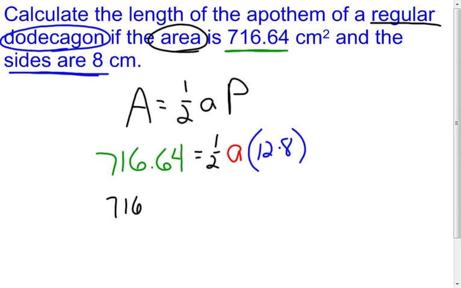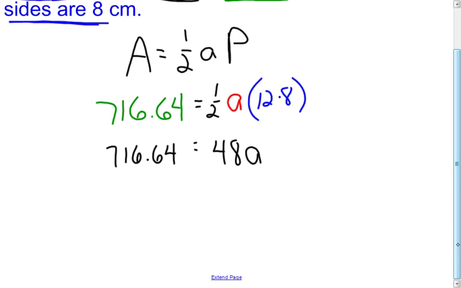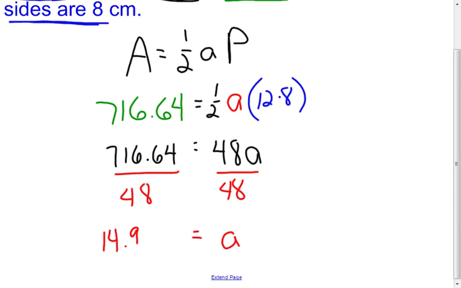This side's not going to change for the time being. Equal to, well, I'm going to do the 1/2 times 12 times 8. And 1/2 times 12, that's going to be 6, and 6 times 8 would be 48. So 48a. And then divide both sides by 48. And we'll have it. We find out that a is equal to 14.93.